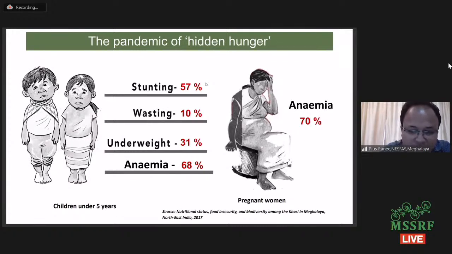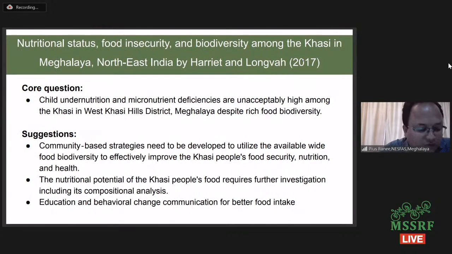If you also look at anemia, among children it is 68%, and even among pregnant women it is very, very high. So this is like a pandemic of hidden hunger that we can really see in this context. One of the core questions raised when we did this study is why child undernutrition and micronutrient deficiencies are unacceptably high among the Khasi in West Khasi Hills of Meghalaya, despite the rich biodiversity that we have. So the study suggests three key major areas that we need to look into.